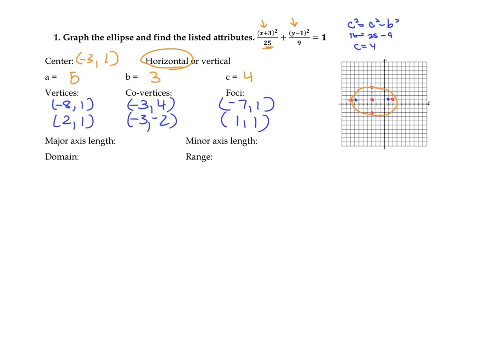Now the major axis length is just double what the A value is. So if A is 5, the major is 10. The minor is 3, so the length is 6. Domain is how far left and right. So the furthest left we are is at -8, and the furthest right we are is at 2. And then the range is bottom to top, so the furthest down it goes is -2, and the furthest up it goes is 4.